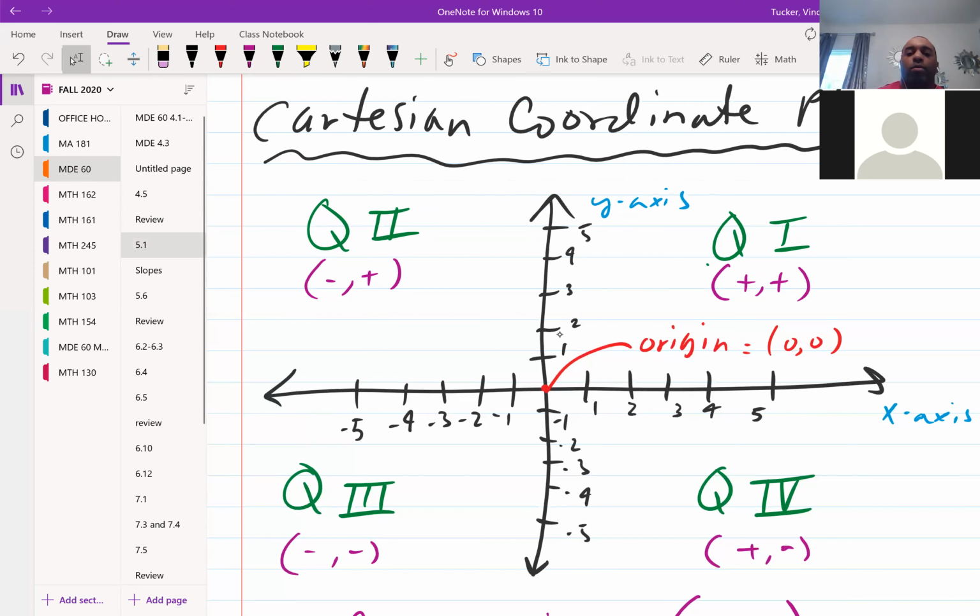To get into quadrant 1, you will make two positive moves. Quadrant 2, you will go to the left and then go up, so that's negative and positive. Quadrant 3, you make two negative moves. And quadrant 4, you will make a positive and then a negative move. I'll give you guys a chance to write that down.